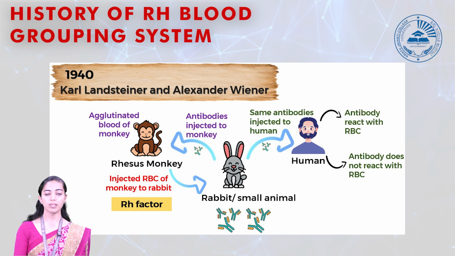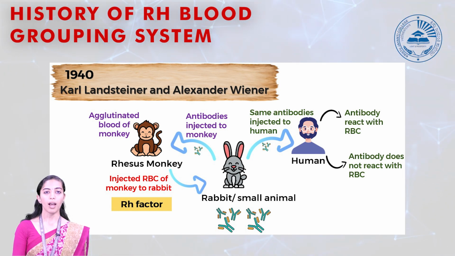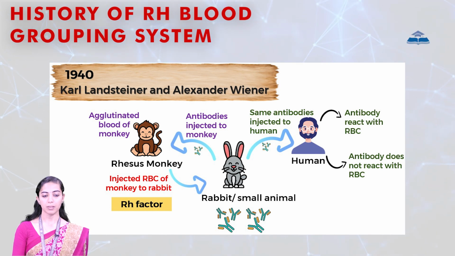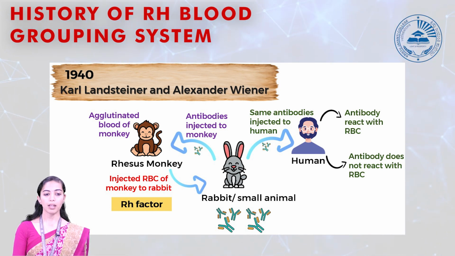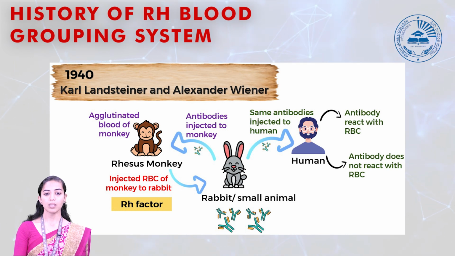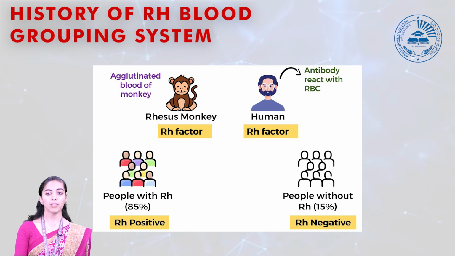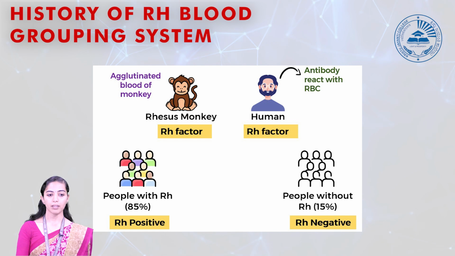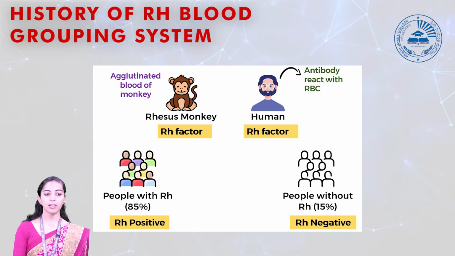This antiserum was isolated from the animal and then given back to the rhesus monkeys, which showed coagulation in the blood, as rhesus monkeys had the same antigen to which the antibodies were produced in the rabbit. As part of the study, they took the same antisera from the rabbit and injected it into human beings. They found two different conditions: in one, the antibody reacted with the RBC, and in a few other samples it didn't. They named this factor the RH factor, because it is mainly found in rhesus monkeys.